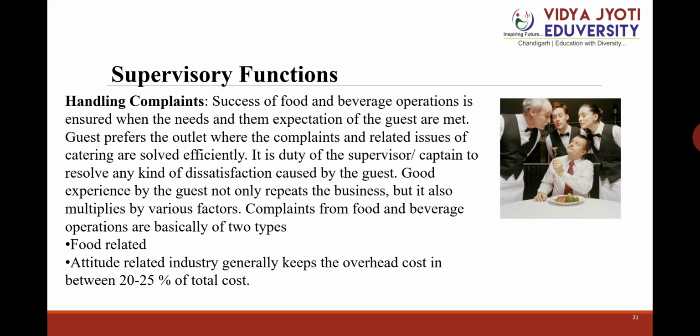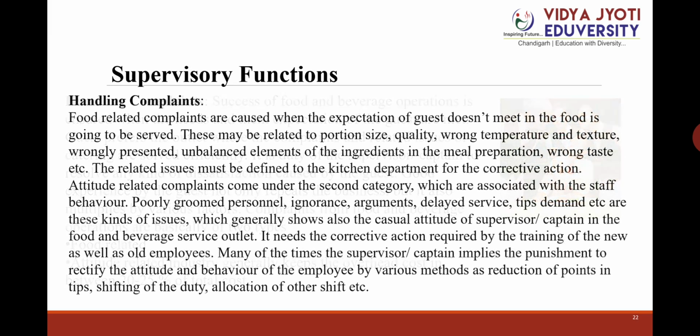Handling complaints. Success of food and beverage operations is ensured when the needs and the expectations of the guests are met. Guests prefer the outlets where the complaints and related issues of the catering are solved efficiently. It is the duty of the supervisor or captain to resolve any kind of dissatisfaction caused to the guest. A good experience by the guest is not only repeated business, but it also multiplies by various factors. Complaints from food and beverage operations are basically of two types: food related and attitude related.